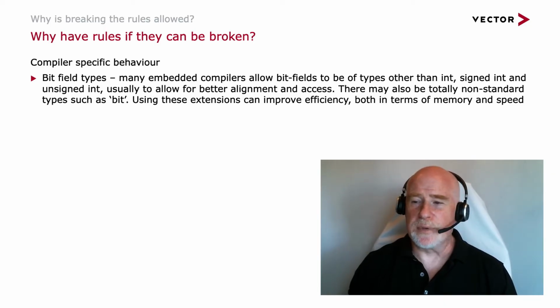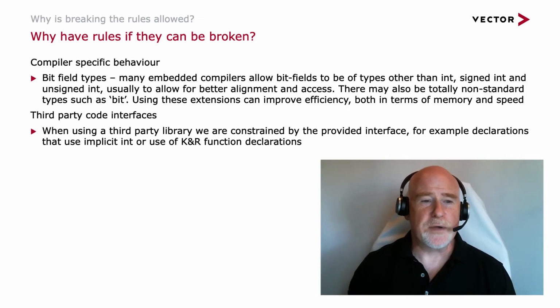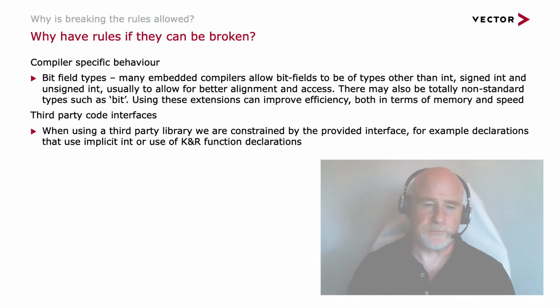There may also be completely non-standard types, such as a bit type. Using these extensions improves the efficiency, both in terms of memory and speed, but they essentially break coding standard rules. We may also have interfaces to third-party code. We might use a third-party library, and we're constrained by the provided interface. For example, declarations that use implicit int or use K&R function declarations, and we can't get round using those.